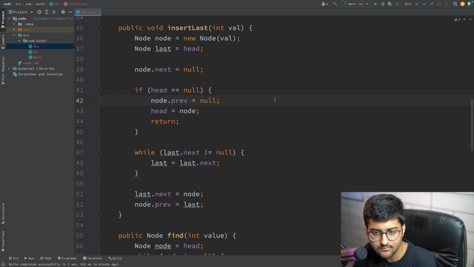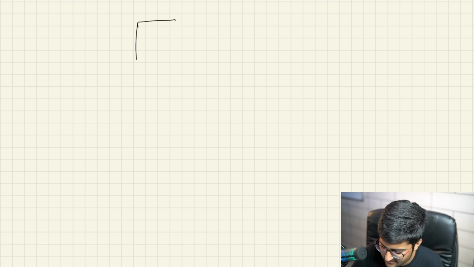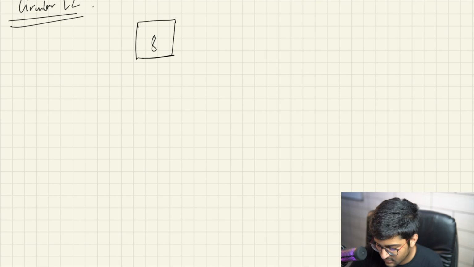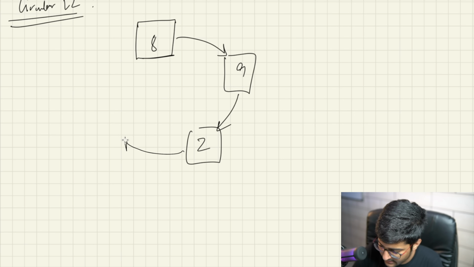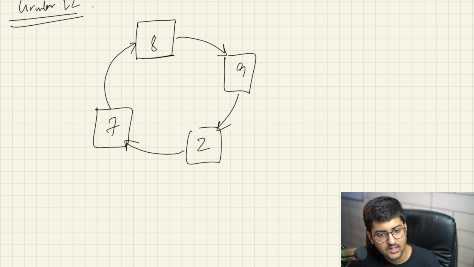Okay, now let's do something else known as a circular linked list. Let's learn about the circular linked list. It's very simple. As the name suggests, it goes in a circle. So a single node, you will have something like this: 8, with a next pointing to 9, a next pointing to 2, a next pointing to 7, and this will be pointing to head. Something like that.